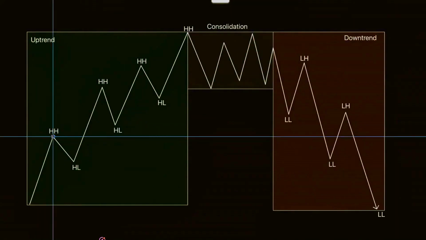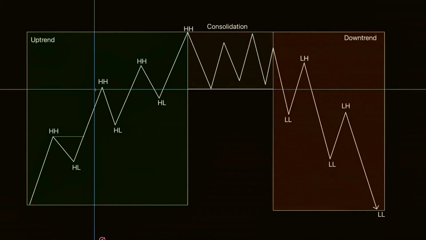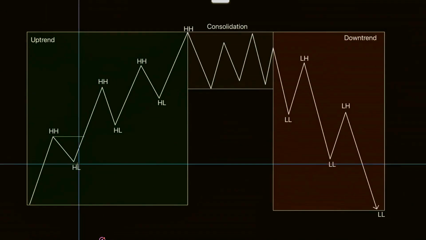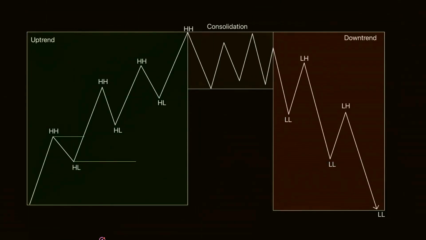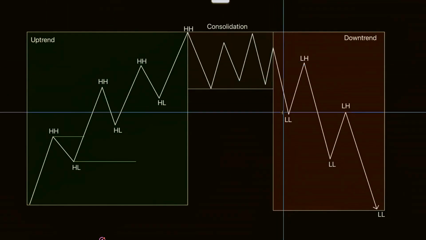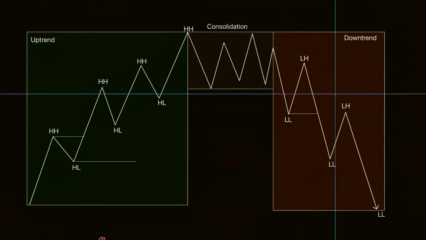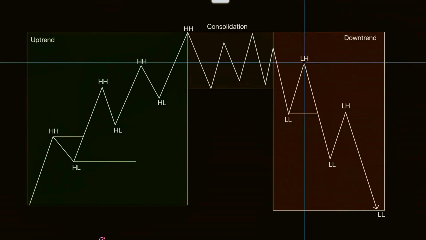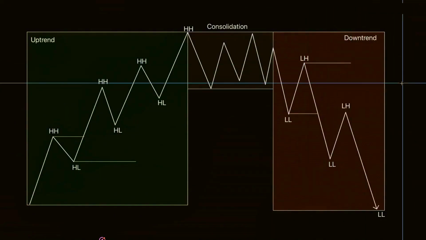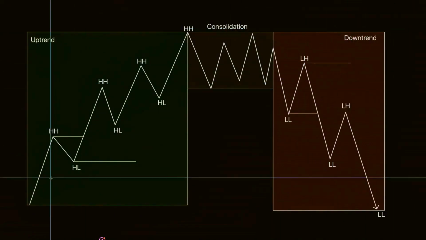than the previous ones. Simply put, every newly formed peak is higher than the previous one, and every new bottom is higher than the previous one. A downtrend is the opposite. The market creates lower bottoms than the previous ones. For example, this bottom is lower than the previous one, and similarly, subsequent peaks are lower than previous ones. Clearly, we want to buy in an uptrend and sell in a downtrend.